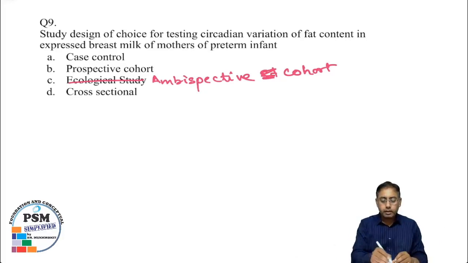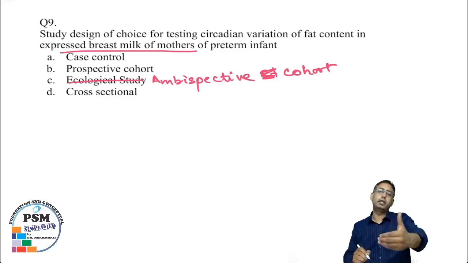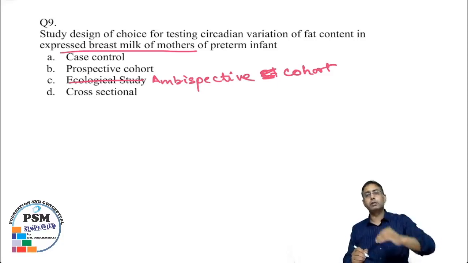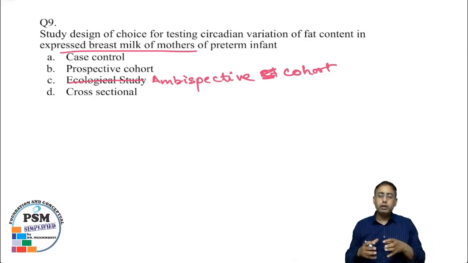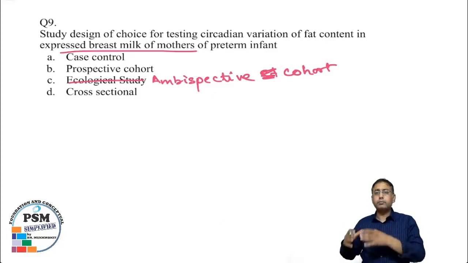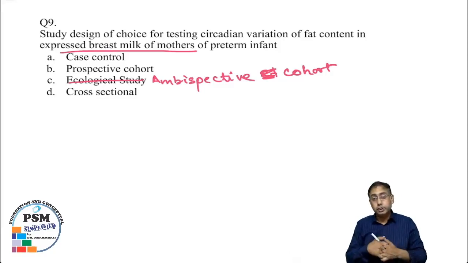Circadian variation of fat content in the expressed breast milk of mothers of preterm infants with their age. So within first month, what was their fat content morning, evening? Second month, what was their fat content morning, evening? You do not take a cross section. You do not take a snapshot of the population. You are taking a group of mothers who had similar characteristic, that is preterm infancy. Their child was preterm infant born, and you followed them up with sequential follow-ups every day to check for their circadian variations in the fat content of the expressed milk.